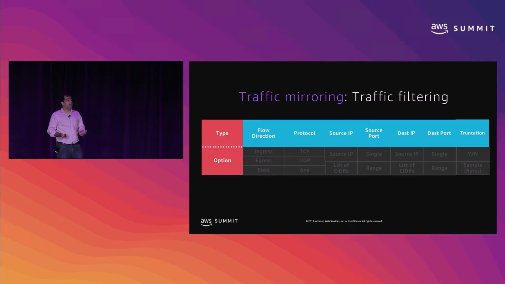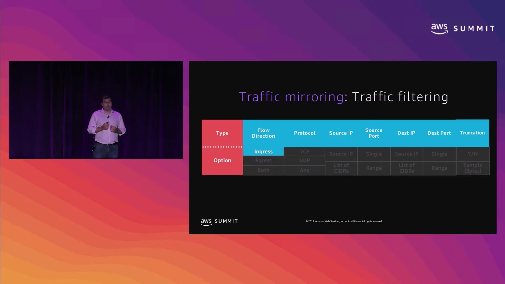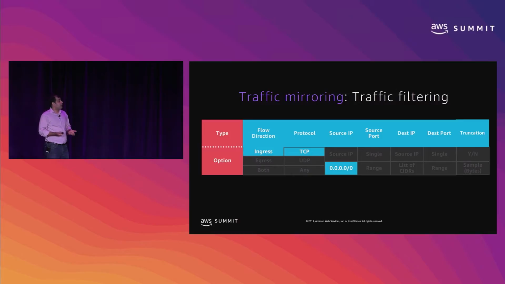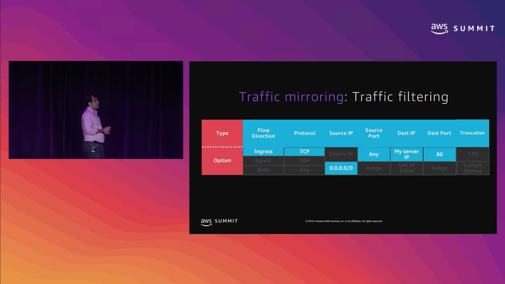Let's say that I want to create a filter for all the traffic that's coming into my EC2 instance on port 80. I want to monitor that HTTP traffic. So I choose the flow direction as ingress. The protocol will be TCP, obviously. The source IP can be anything, so the traffic can come from anywhere on any source port. The destination IP would be the IP of my EC2 instance, and the destination port will be 80. That's all. There's one more option here: do you want to truncate the packet?